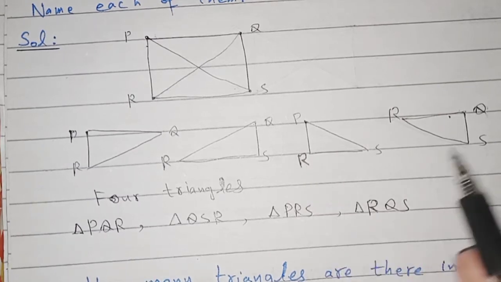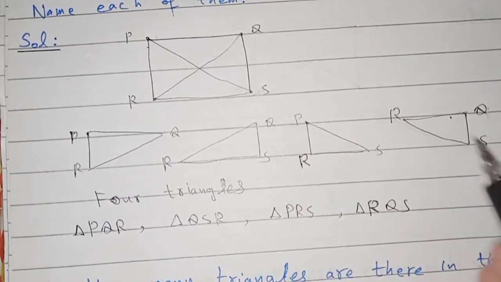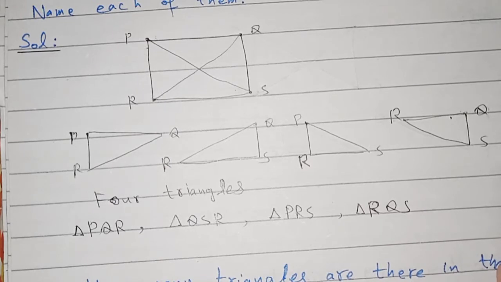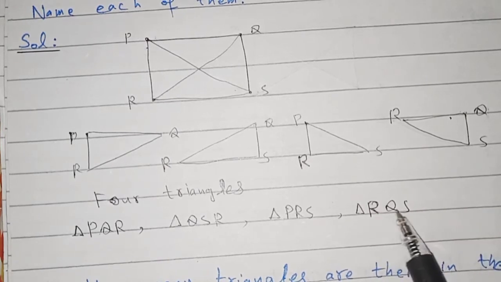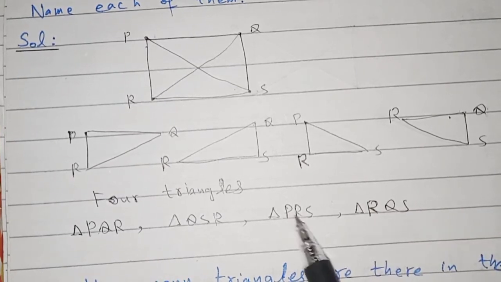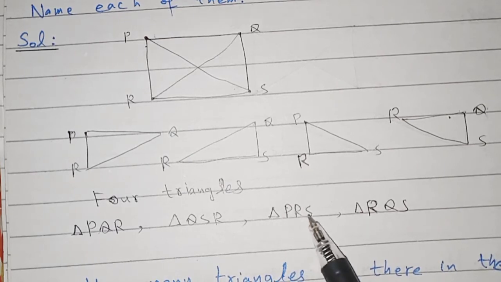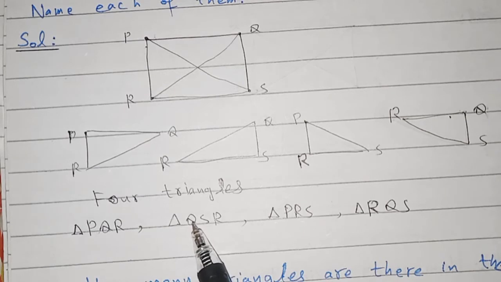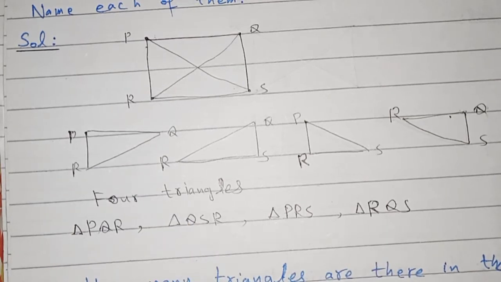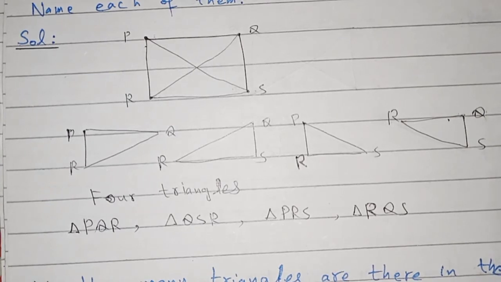There is no problem. You can write QSR or SRQ. You can name RQS as SQR, PRS as SRP or PRS. You can write QSR as RSQ. There is no problem to write in any way.